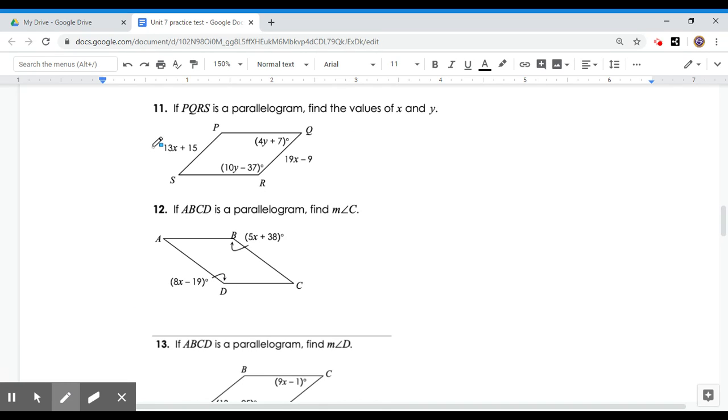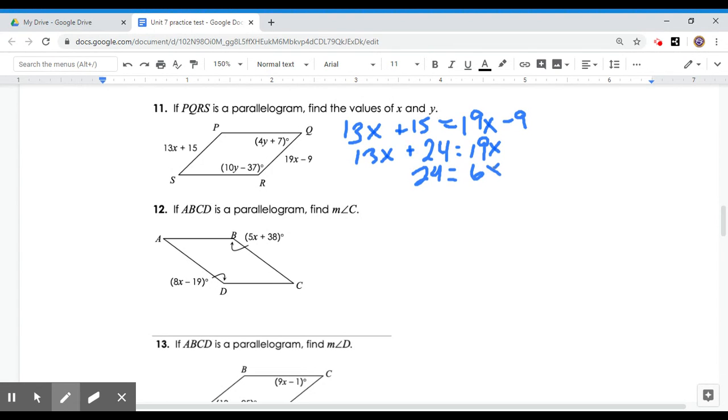So we need to find x and y. Let's start with the x's. So we have 13x plus 15, 19x minus 9. Those are opposite sides, so we just set them equal to each other. So 13x plus 15 equals 19x minus 9, and then we solve. So I'm going to add 9 to both sides. So we have 13x plus 15 plus 9, 24 equals 19x. And then let's subtract 13x. So 24 equals 6x. Divide by 6, x equals 4. So those are the x's.